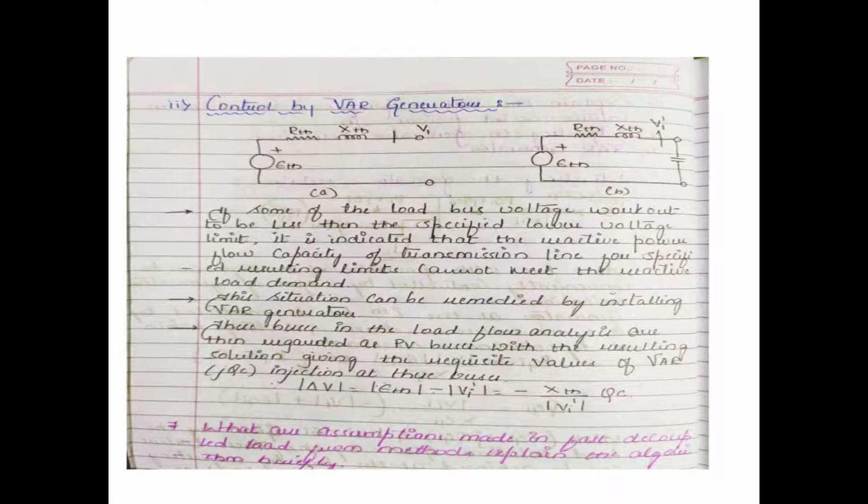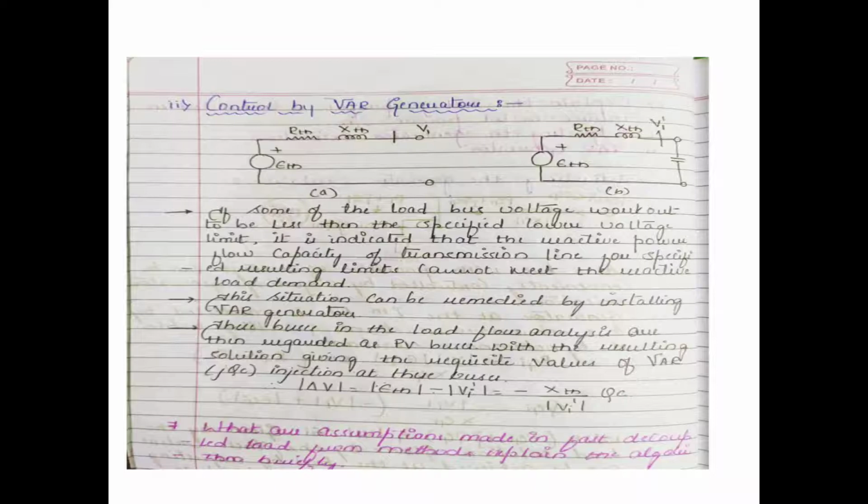Some of the load bus voltages work out to be less than the specified voltage limit. This indicates that the reactive power flow capacity of the transmission lines is limited, so the reactive power load demand cannot be met. This situation can be remedied by installing a VAR generator. The bus voltage load flow analysis gives the requisite value of VAR, for control of the VAR generator.